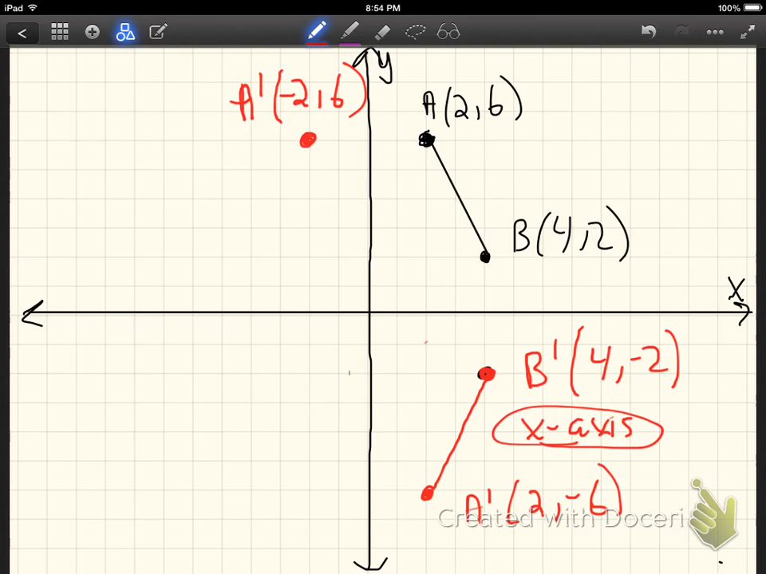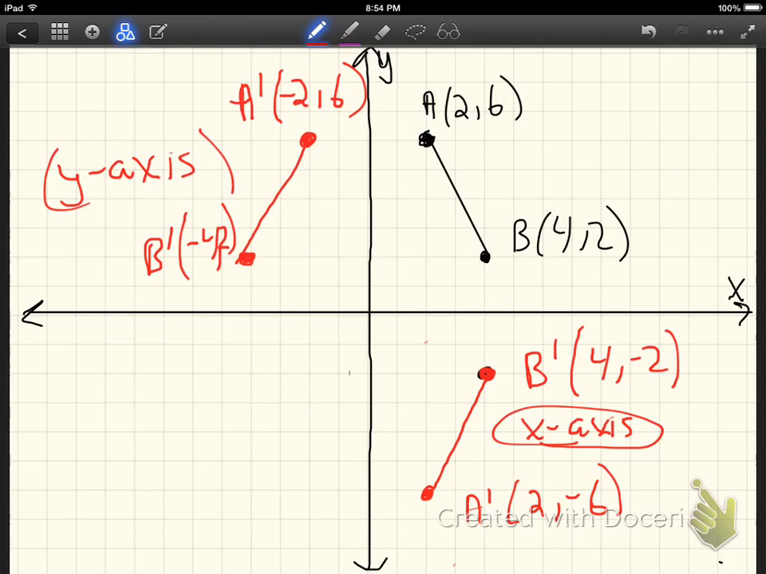The point B used to be 4 units to the right of the y-axis. Now it's 4 units to the left of the y-axis. And there's my B prime. And that's the point -4, 2. And connect the dots. Okay, this is my reflection about the y-axis.